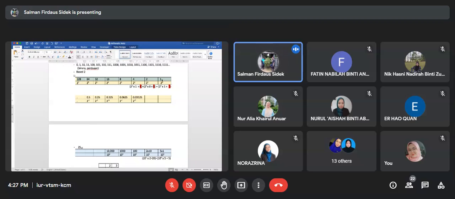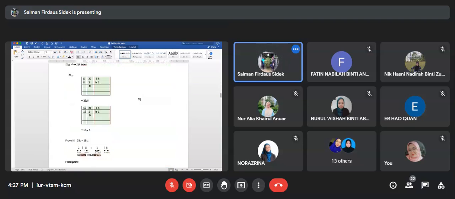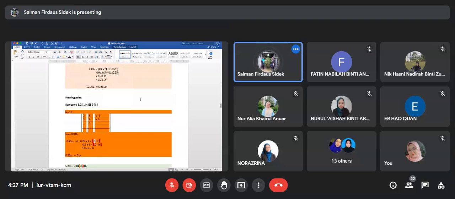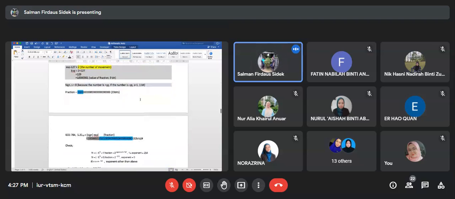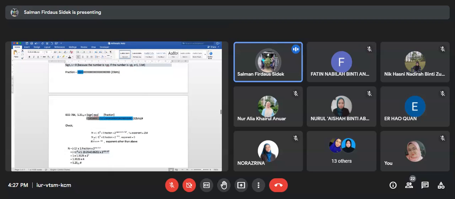Okay, this is the number before the point form. Sorry, this one is after the point. This one is before the point, 0.5, 0.25, and so on. And then, what is that, floating point? This one. Okay, so this one is 1.25 plus 1 point, how much was it? 1.0625, which is this one and this one.